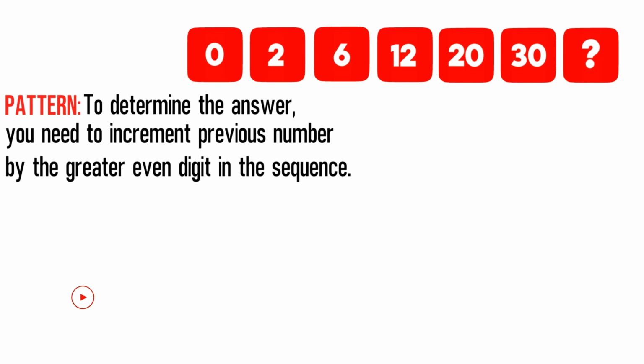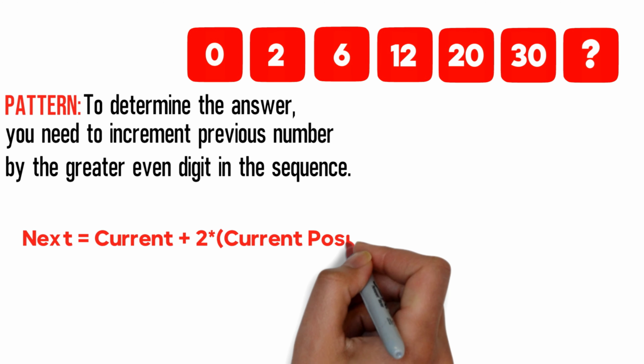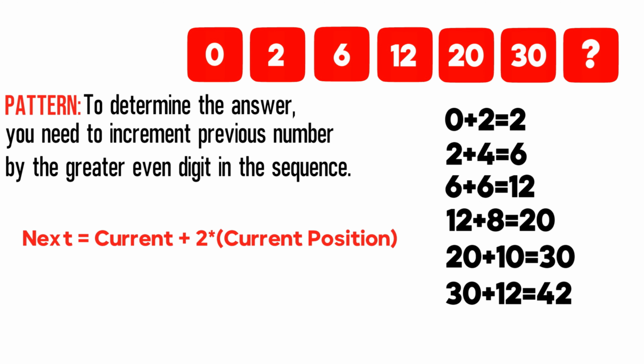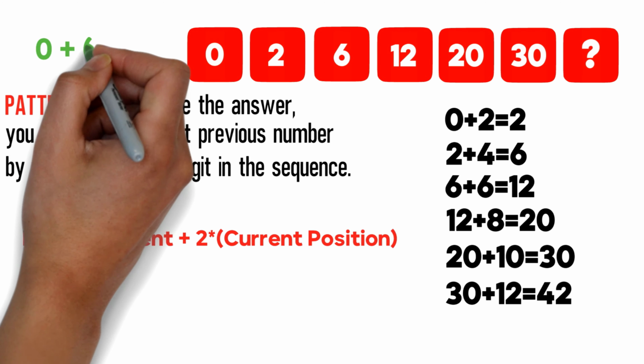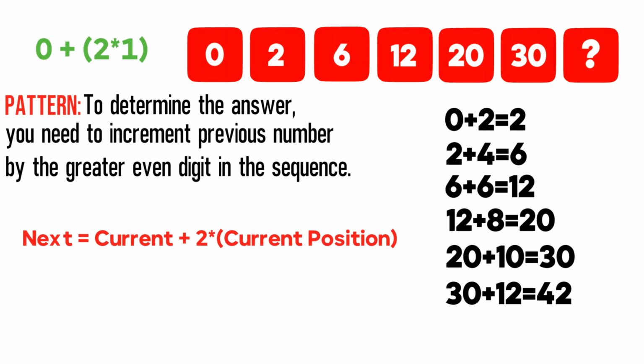In our case, the formula to determine the next number would be current number plus 2 multiplied by current position. Let's see how it works. For example, let's take the number 0. This is the first number in the sequence. To determine the next number in the sequence, we need to add the previous number, which is 0, and then 2 multiplied by 1, because number 0 has the first position in the sequence.